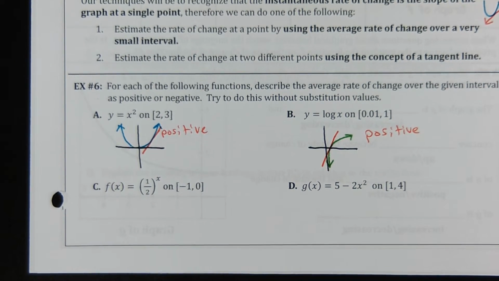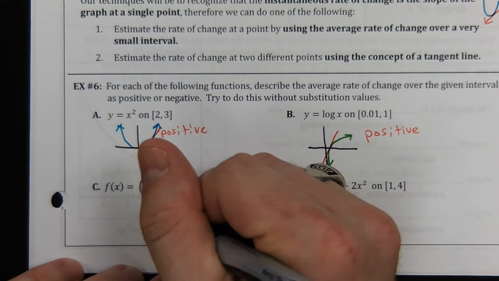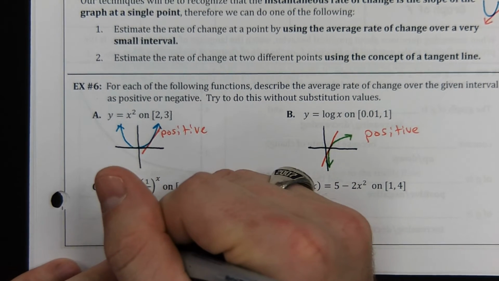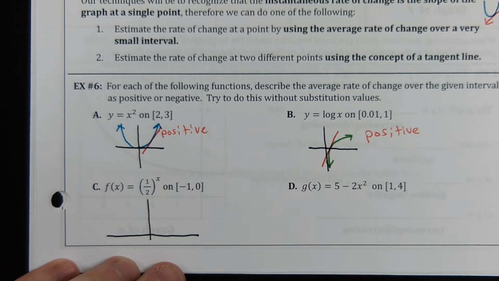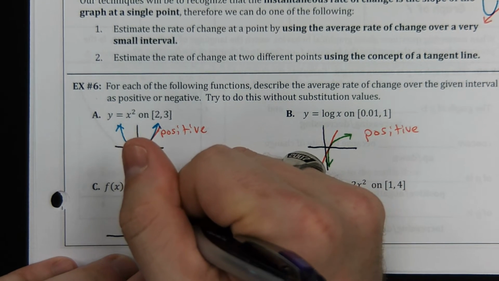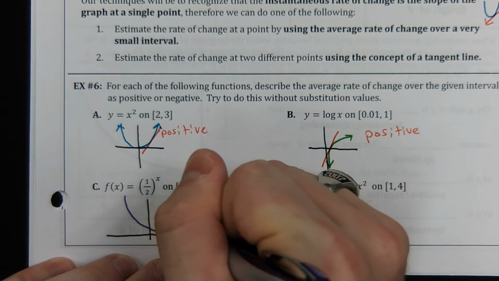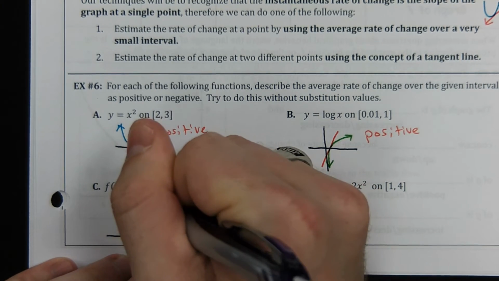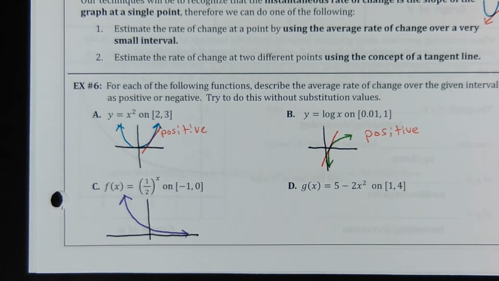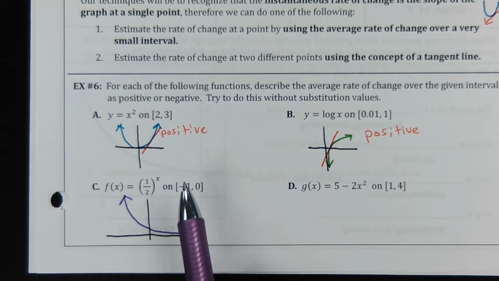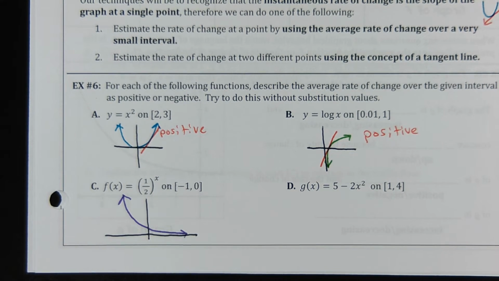One over x squared, if you can remember back to our Algebra 2 days, is exponential decay because the exponential base is between 0 and 1. So that's decay. It looks like this. Just look at this curve. This is an always decreasing function.